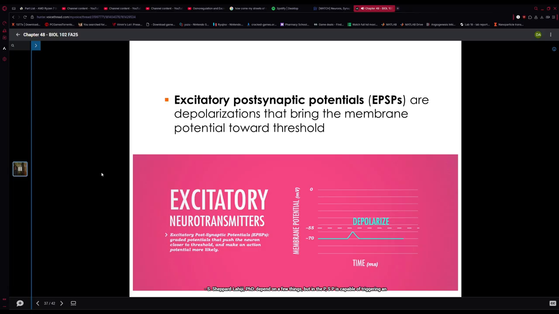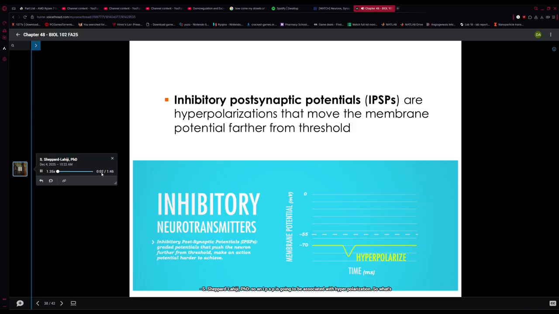But an EPSP is capable of triggering an action potential, and that would, again, depend on if that stimulus is strong enough to reach that negative 55. So when we say EPSPs, we're specifically talking about events that are occurring on that postsynaptic cell in order to elicit an additional response downstream. So an IPSP is going to be associated with hyperpolarization. So it's going to move the membrane further away from threshold and decrease the likelihood of an action potential taking place.